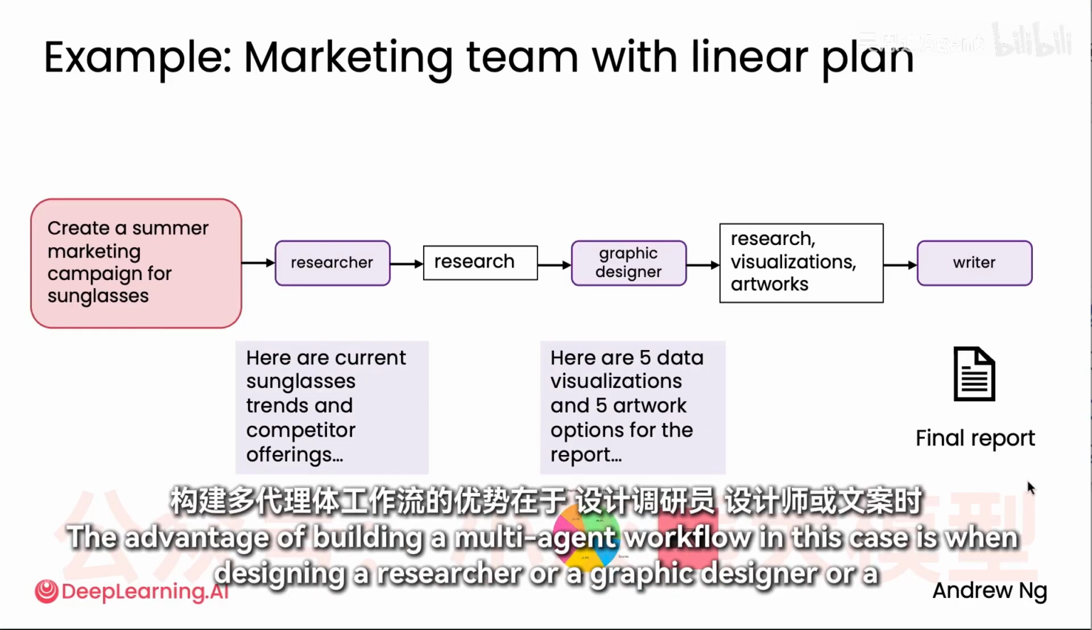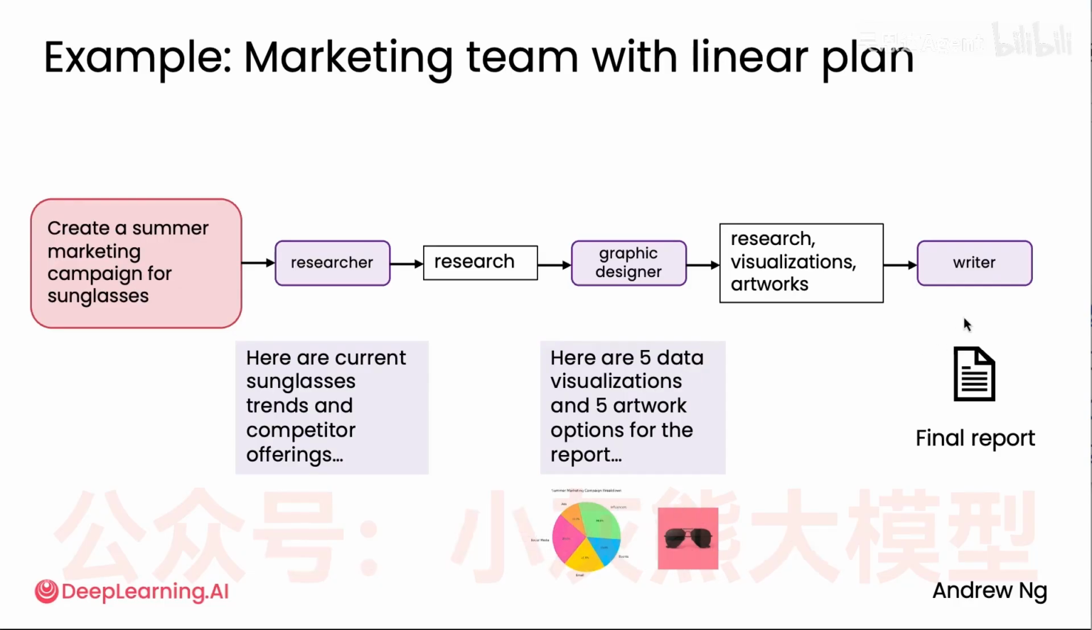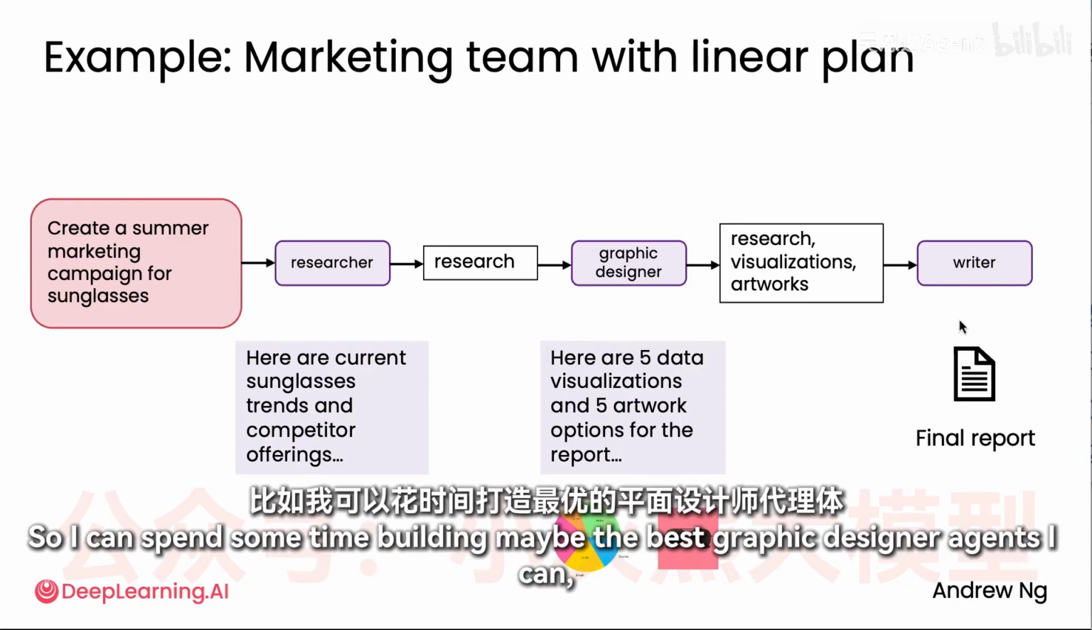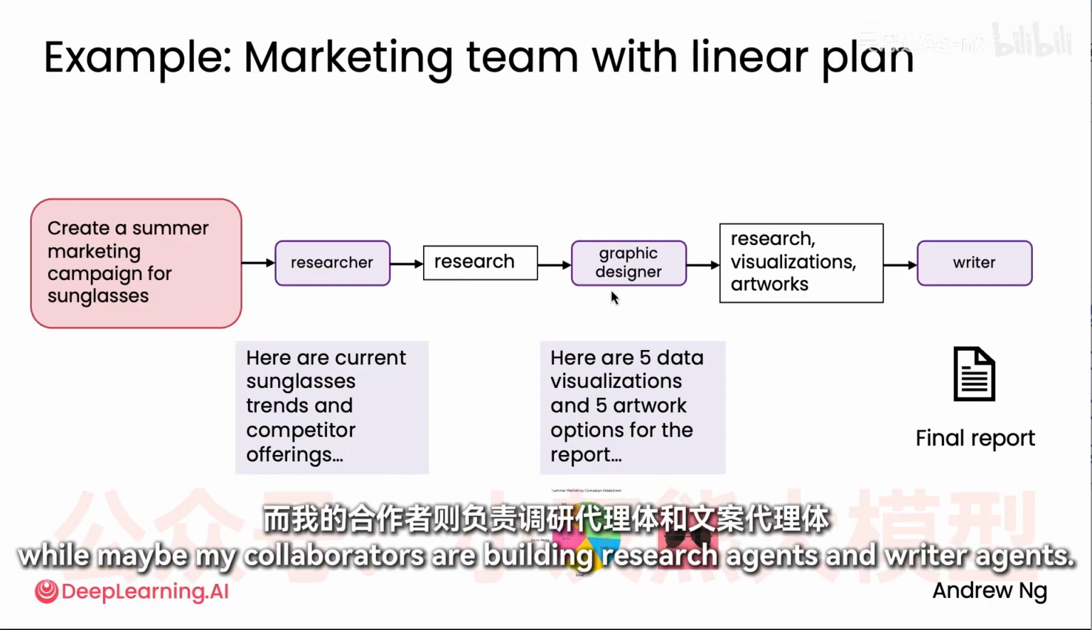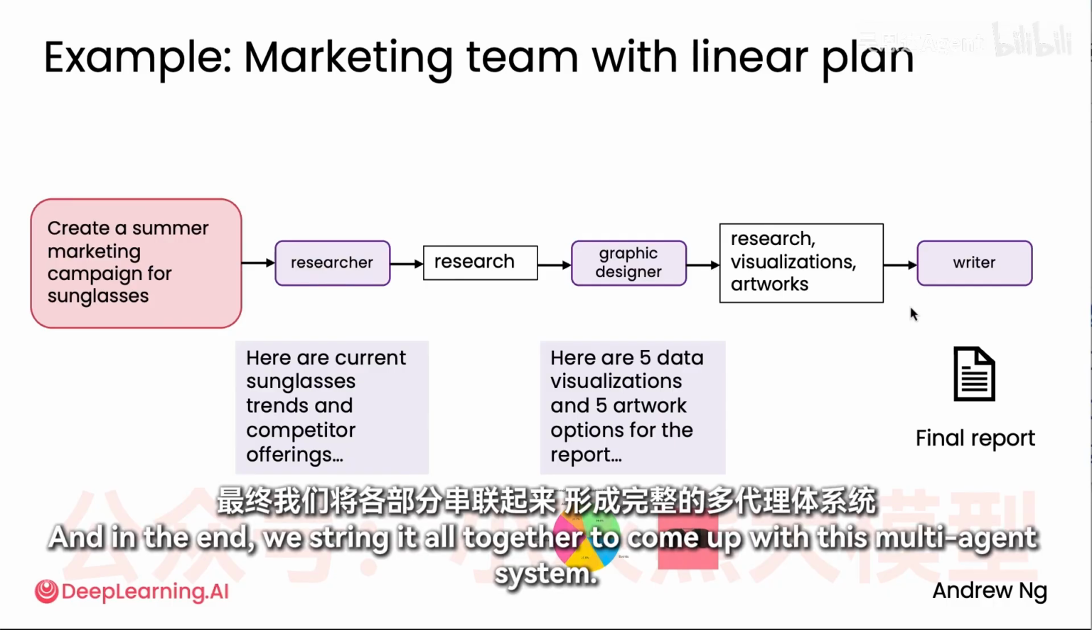The advantage of building a multi-agent workflow in this case is when designing a researcher or a graphic designer or a writer, you can focus on one thing at a time. So I can spend some time building maybe the best graphic designer agents I can, while maybe my collaborators are building researcher agents and writer agents. And then in the end, we string it all together to come up with this multi-agent system.